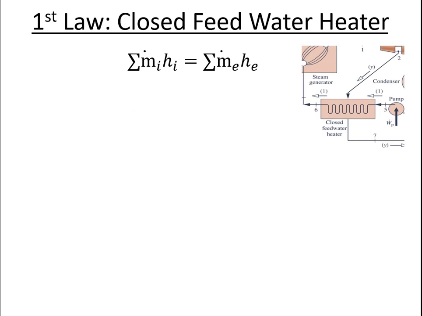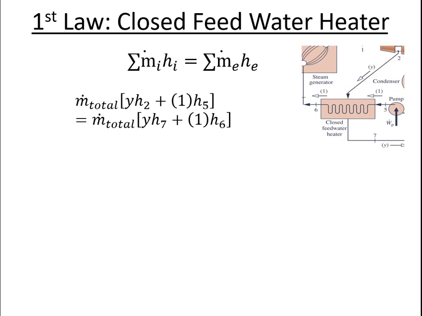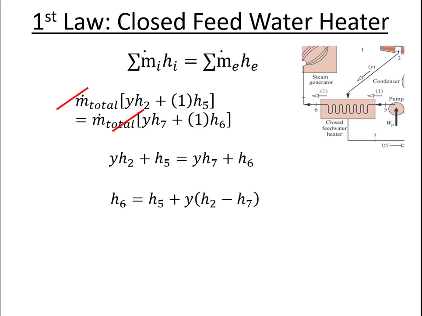Now I wasn't told h6, but I know Y. So I can do a first law analysis on the closed feedwater heater, which we've derived already. I can cancel the total mass flow rates, and then I can find an expression for h6. I don't know h6, but I do know h5, Y, h2, and h7. So if I put all of that into my calculator, then I can find that h6 is 624 kilojoules per kilogram.